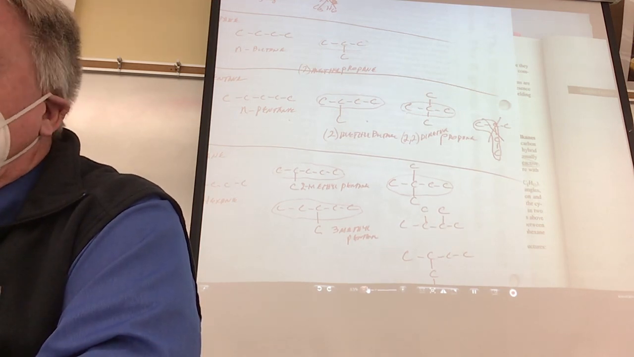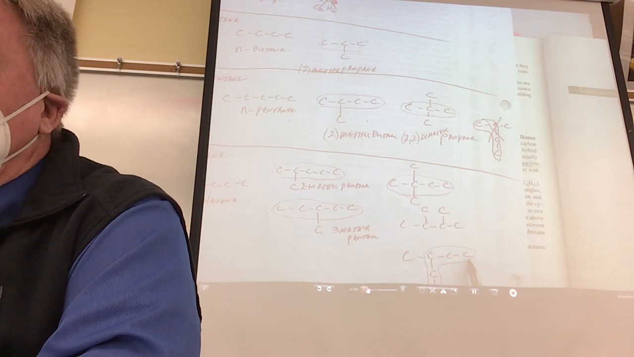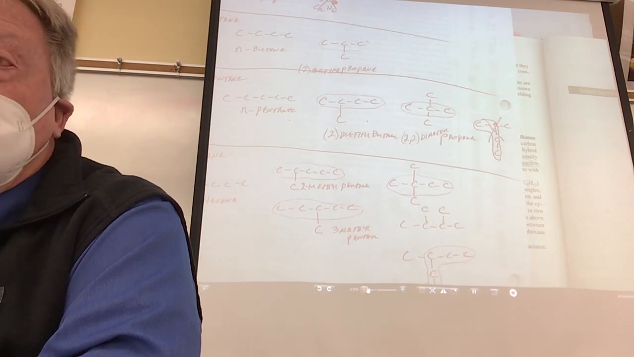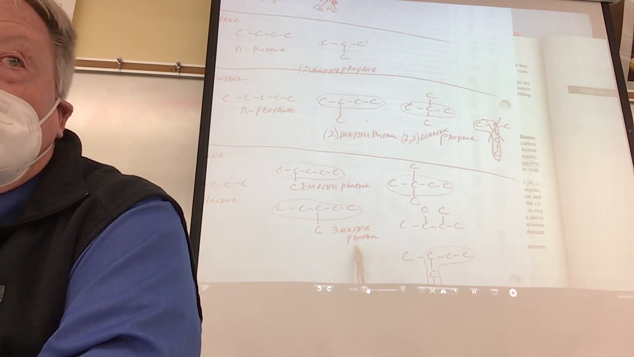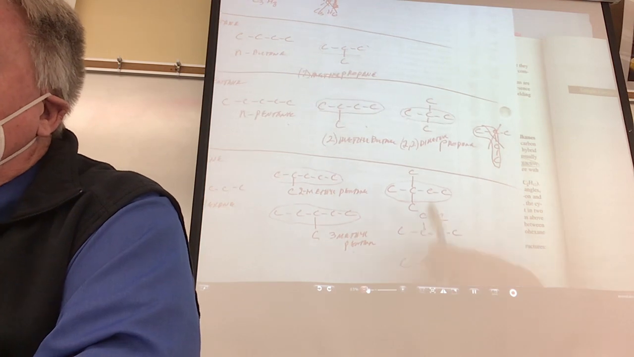Look what happens when I start putting an ethyl branch on something that's not too big anyway. What happens? That looks like 3-methyl... that looks like pentane. 3-methylpentane. So I can't do that. Okay. Any others?